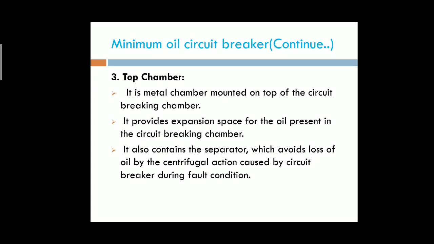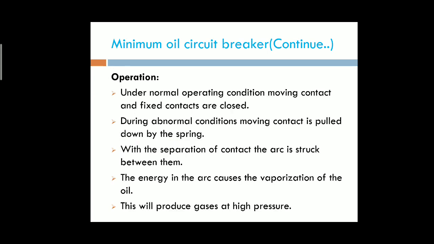It is a metal chamber mounted on the top of the breaker. It provides the expansion space for the oil present in the circuit breaker. It also contains separators which avoid the loss of the oil. That is the basic construction of a minimum oil circuit breaker.